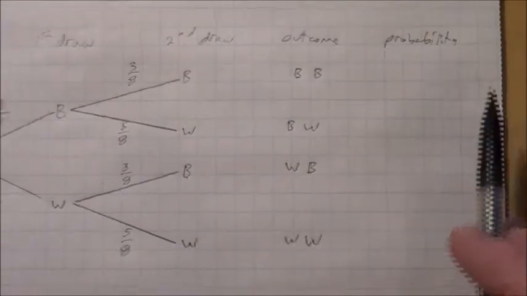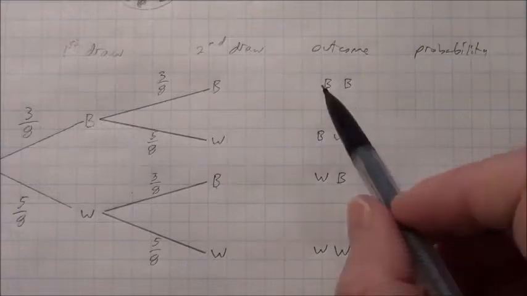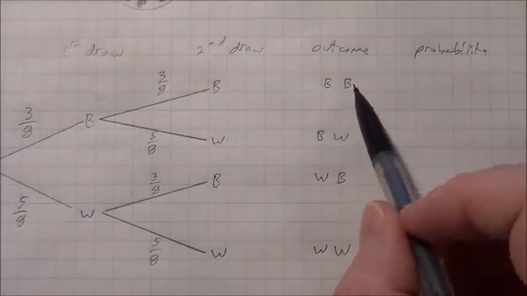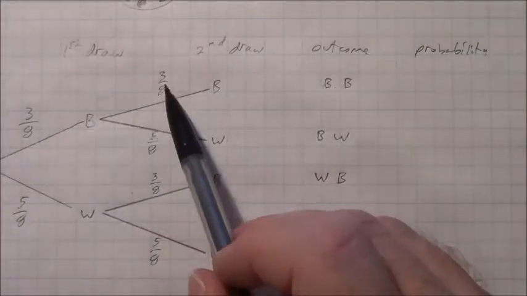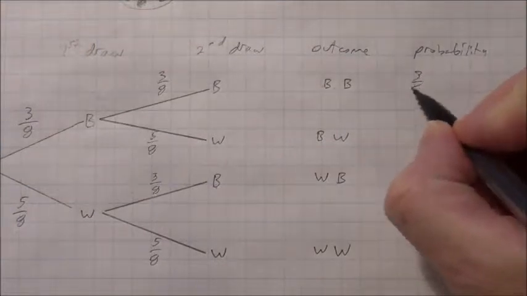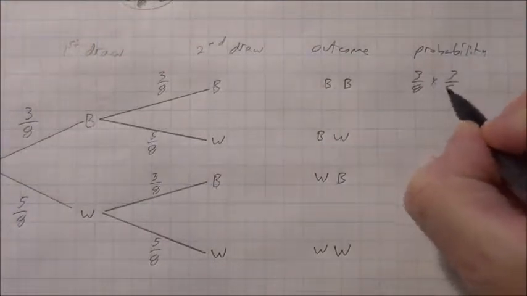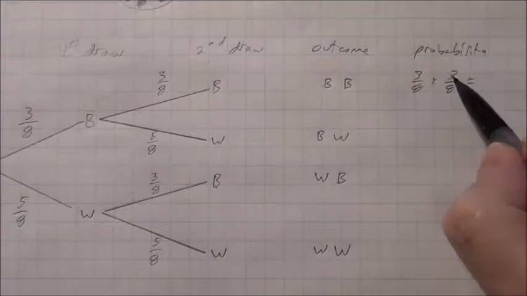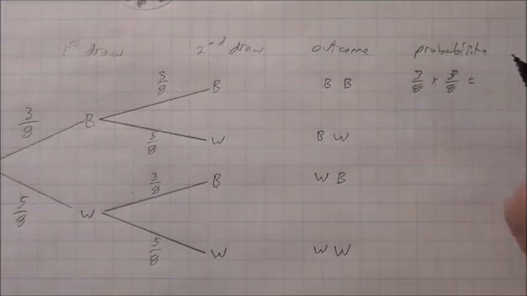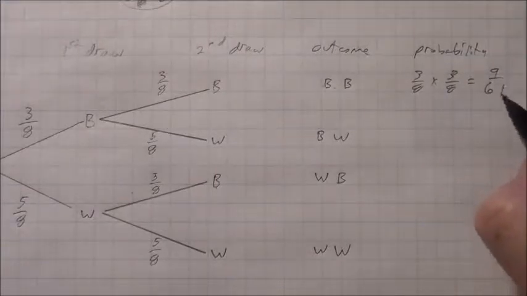Then we calculate the probability, and so the probability of getting 2 black marbles is 3 out of 8 multiplied by 3 out of 8, and that then gives us 9 out of 64.